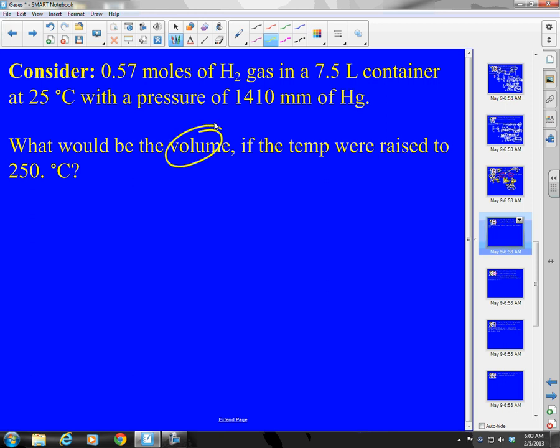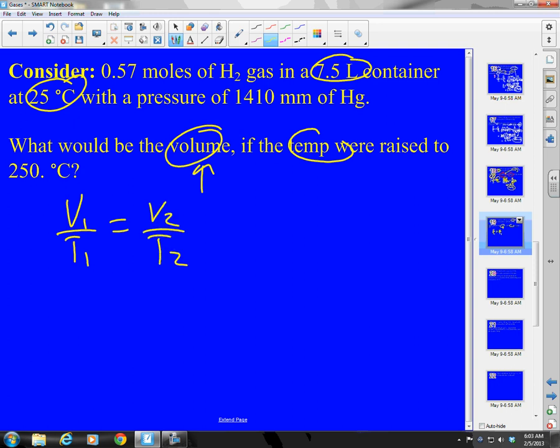Well, I have a volume and I have a temperature. I'm looking for a volume. Up here I have a volume and I have a temperature. So that means I'm going to use Charles's law, as expected. And what is V1? 7.5 liters. What is T1? 25 plus 273. So that's 298.15, although the 15 is not significant.